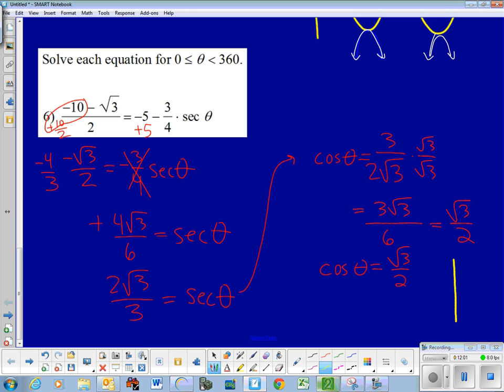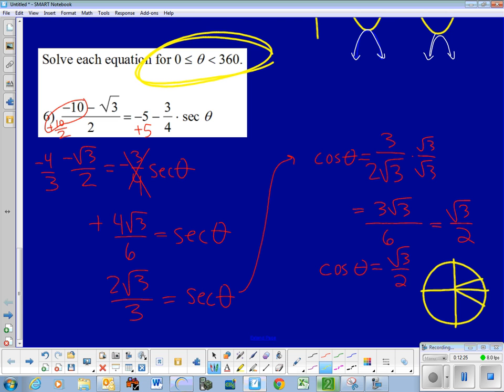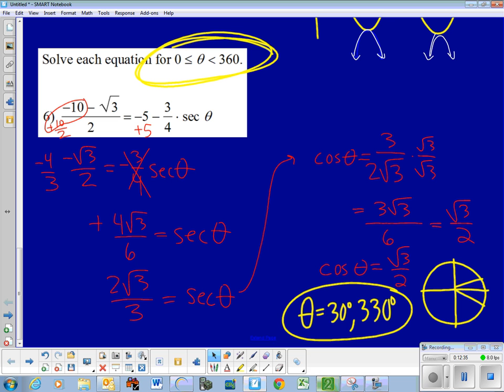So cosine, x value square root of 3 over 2, that's going to happen at my two shorter locations, as in further in the x direction than up. So that's going to happen at 30 degrees and 330 degrees. Keep in mind where the answers should come from. 30 degrees or 330 degrees.